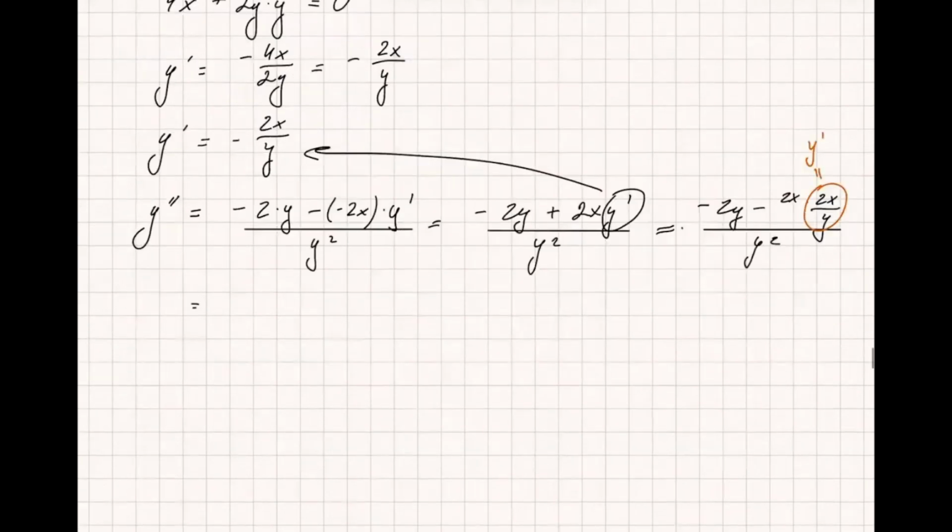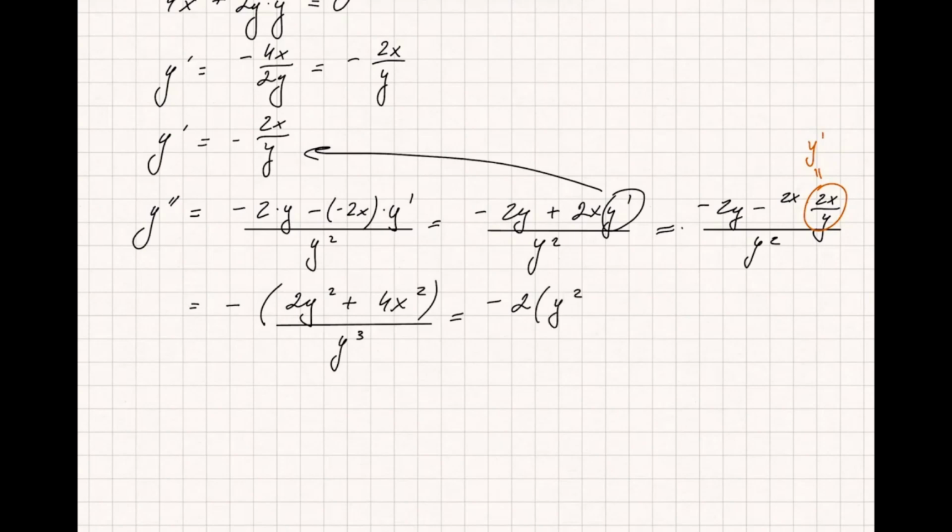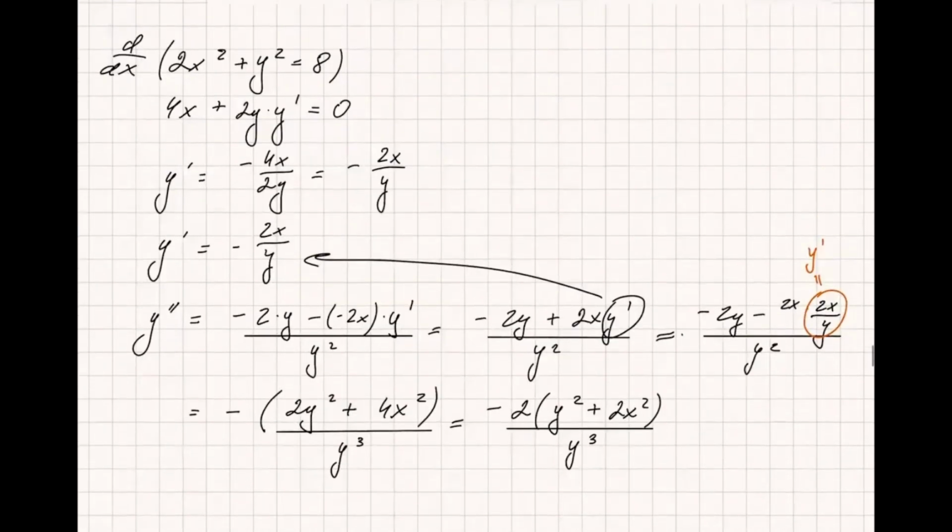So now let's simplify that. We will multiply everything by y, and we would have negative, let me factor out negative actually. So I have negative 2y squared plus 2x, oh actually it's 4x squared, and we just cancel the y and we divide by y cubed. Okay, now we can factor out 2 from the numerator, and we have negative 2 times y squared plus 2x squared over y cubed.